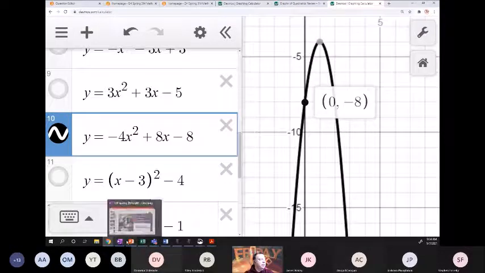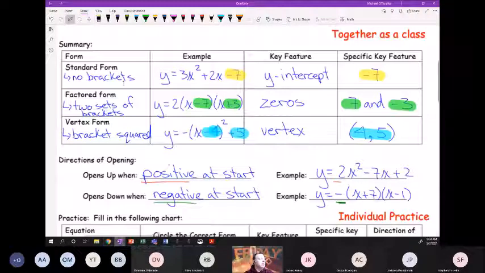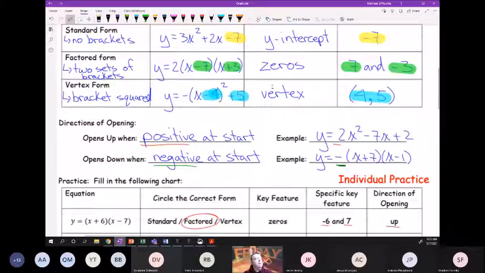Let's go back to our definition. And we're looking at standard form up here. So standard form has no brackets. And the very last term gives us our y-intercept. And that comes from our very last term here. All right. Can you guys write that down for me in your notes to self, please, and thank you?